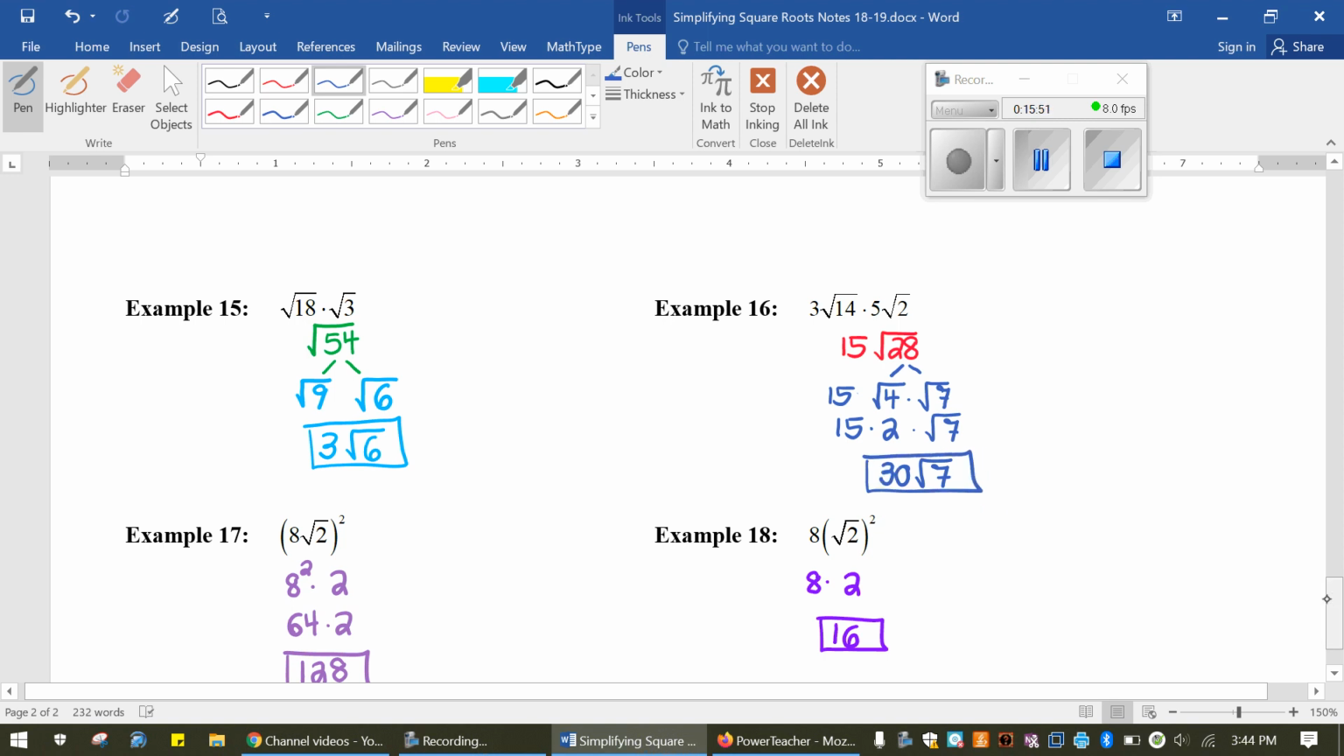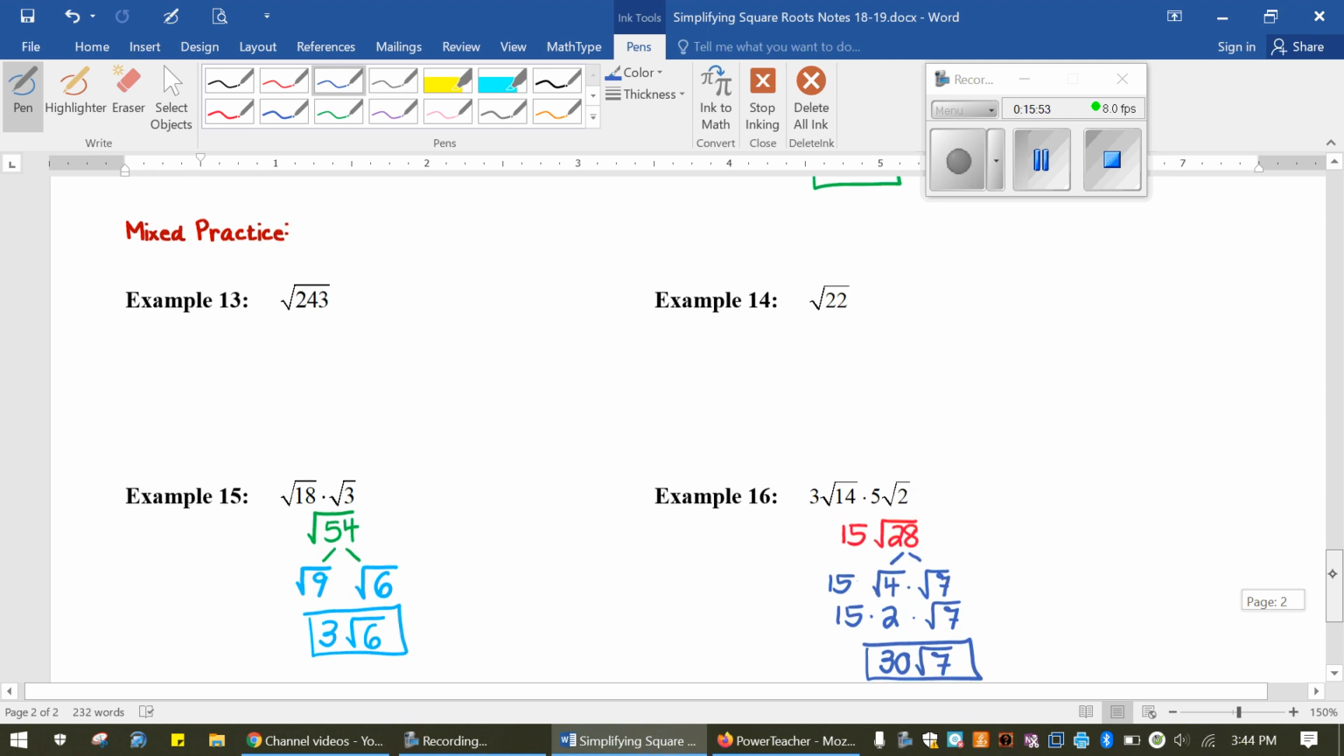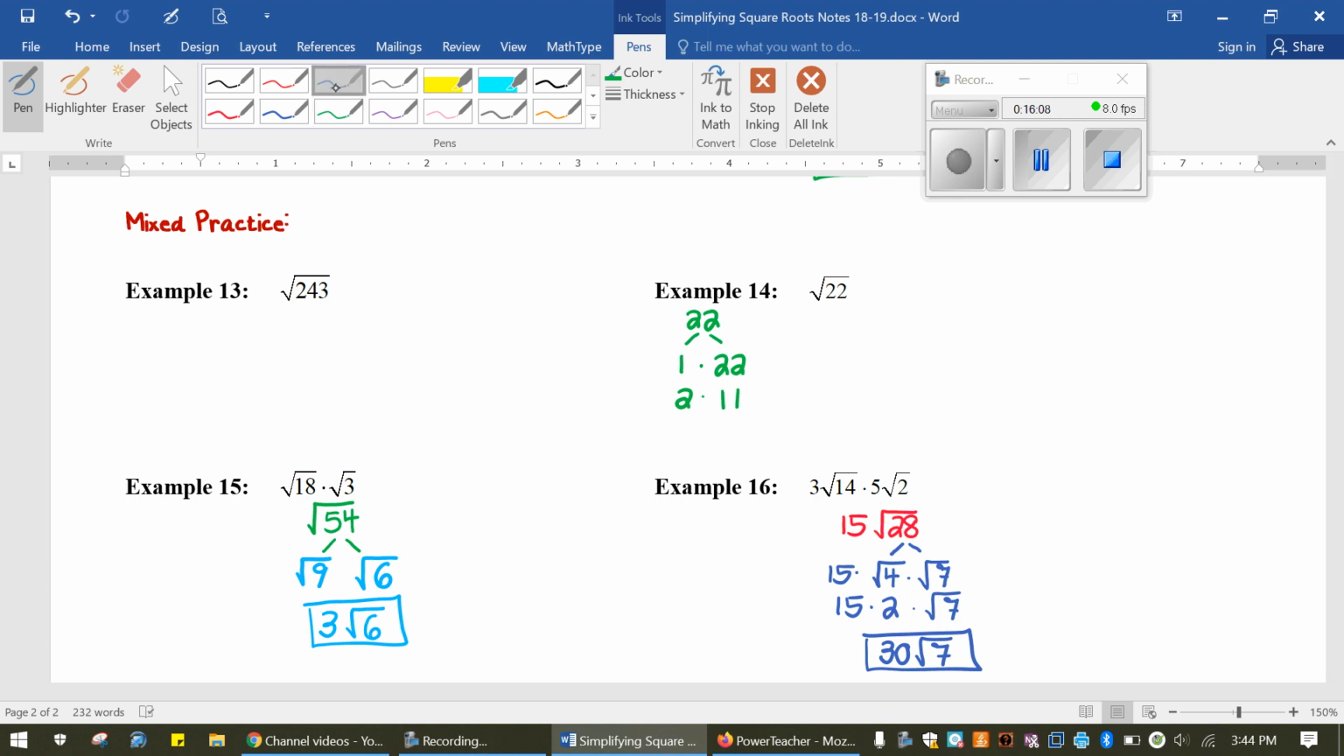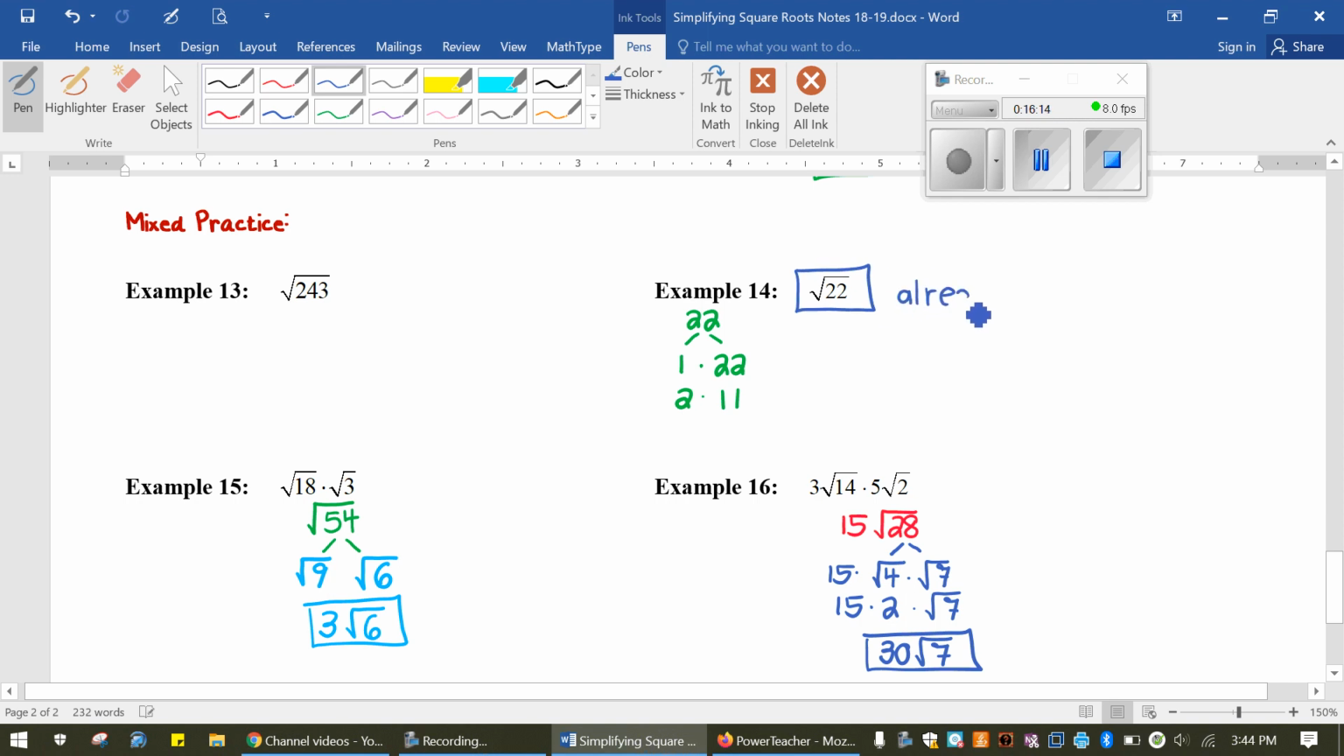All right, if we move up to number 14, so for 22, I've got 1 and 22, 2 and 11. Those are my only factors, and none of those are perfect squares. So in this case, we would say that this is already simplified.